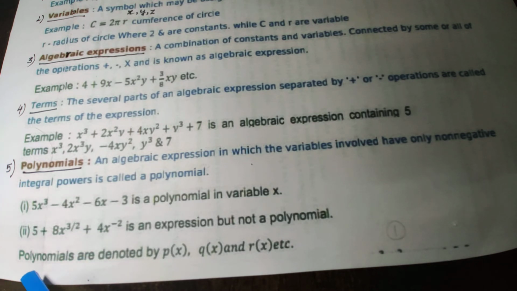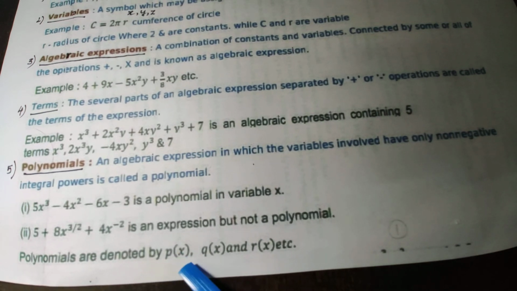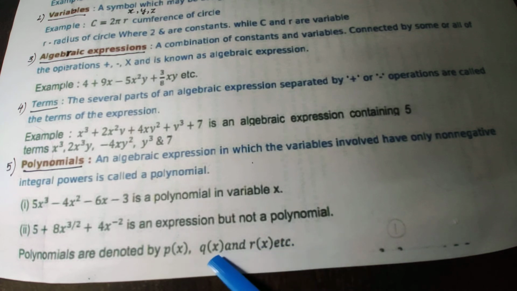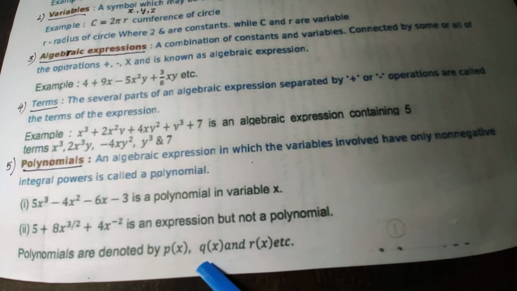Okay. The next thing, polynomials are represented by p(x) or q(x) or r(x) if they are polynomials in the variable x, or they may be represented as p(y), p(z), etc. if they are polynomials in the variable y or the variable z.